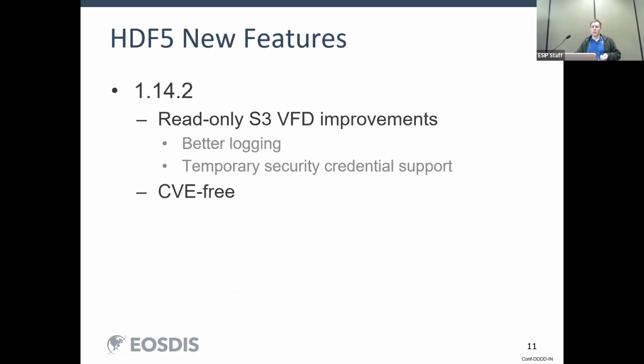We've made some improvements to the read-only S3 VFD, so there's better logging in it. We now allow temporary AWS security credentials, and we're hoping to get it CVE free. There have been several CVEs filed against the library, and we've been going through and fixing a lot of those. We spent a lot of time over the last year hardening the file IO layer where we read metadata, and that fixes a lot of the CVE bugs. We still have 3 that are outstanding, and I hope to have those fixed in the next couple of weeks, and then we'll have CVE-free releases for 1.10, 1.12, and the next version of 1.14.